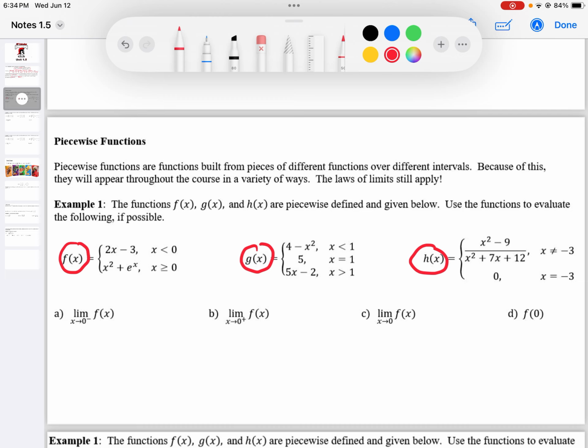And this piecewise means when x is less than 0, the graph would be just a straight line. If x is greater than or equal to 0, then it would look like x squared plus e to the x, which I'm not sure what that looks like. But it would look like something on the left and then something on the right as it approaches 0.